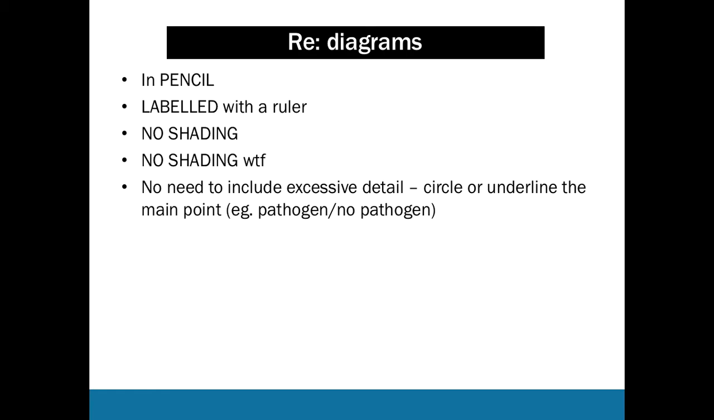Let's talk about diagrams now. They should always be in pencil, should always be labelled. I like to label the variables, so I like to label the independent and the dependent variable and things that are controlled, so that they know that I know about experimental design. No shading. The amount of students I've seen who've shaded in diagrams, that's not what we're looking for. We definitely don't want shading. So just draw an outline of what you're doing with a pencil and label it with a ruler.